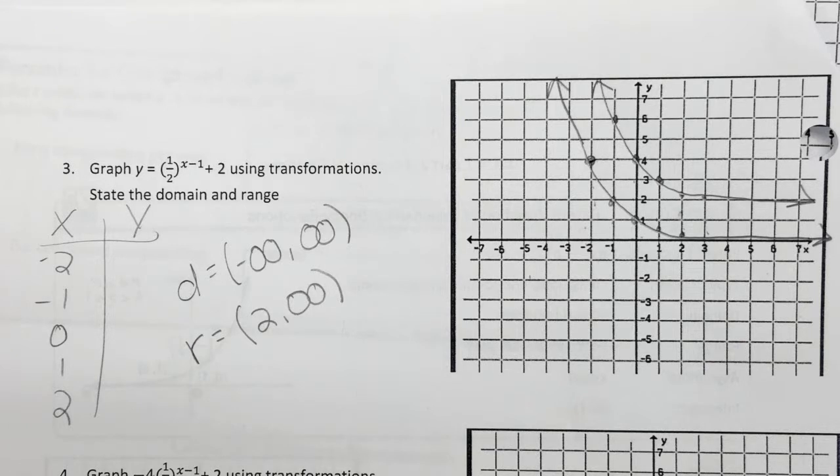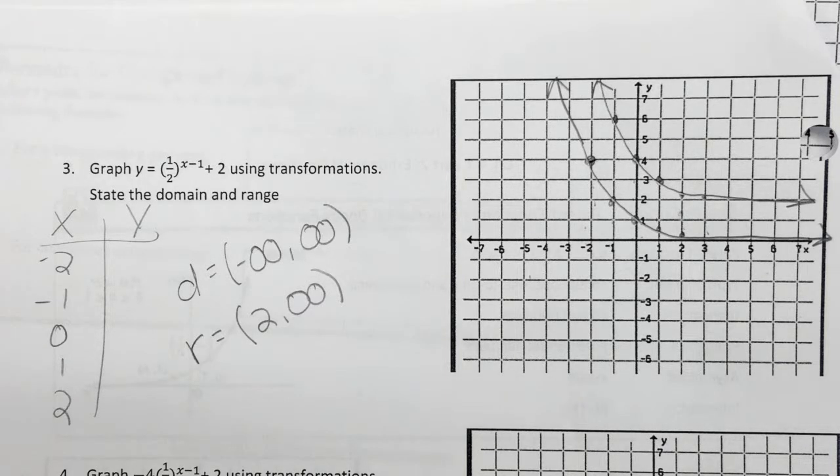Notice how the range and this +2 match up. Everybody see that? The range, the lowest point's approaching 2, which is correct, and it goes to infinity. The domain, of course, doesn't change, but the range approaches whatever this number is right here. Did everybody notice that?